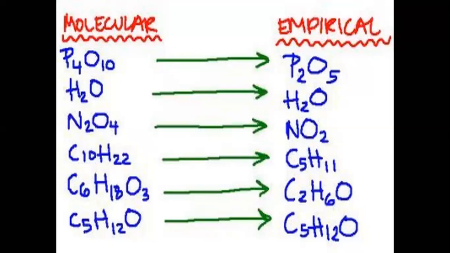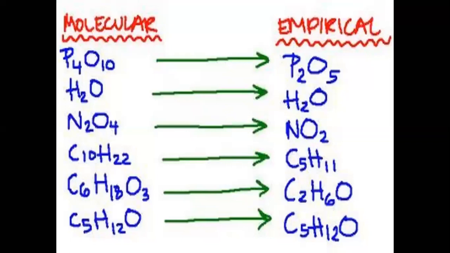Similarly, water. Can we simplify water into a more simplified form? No, we cannot simplify further, H2O. So for those which cannot be further simplified, their empirical and molecular formula would be the same. N2O4 can be simplified and we get NO2. It means that it can simplify. So after simplification we get another ratio between these atoms, from N2O4 to NO2. That is the simplest formula.